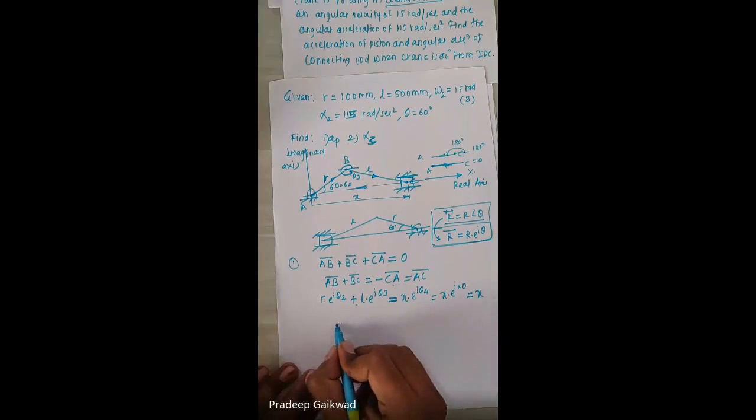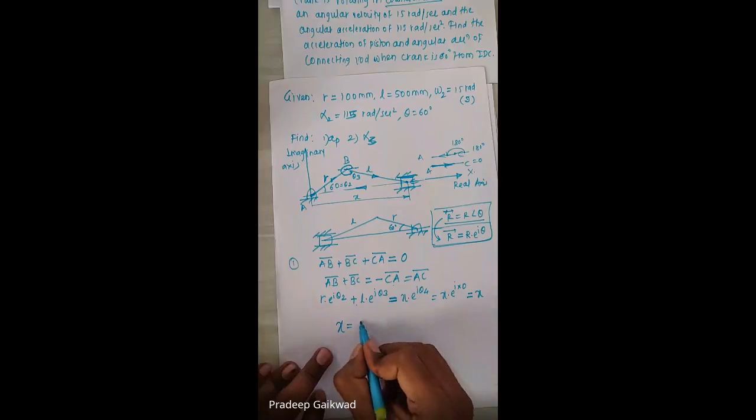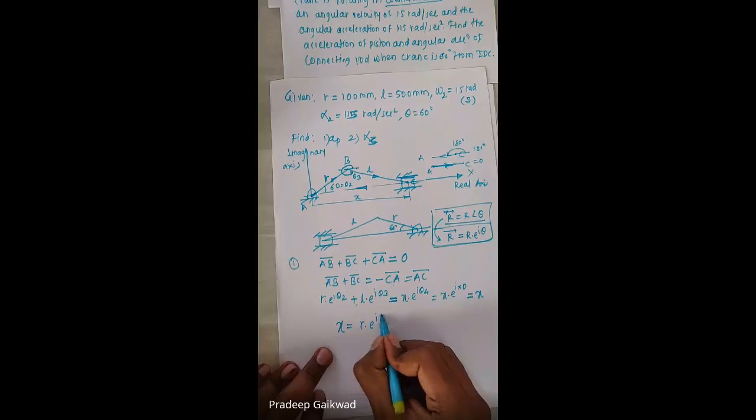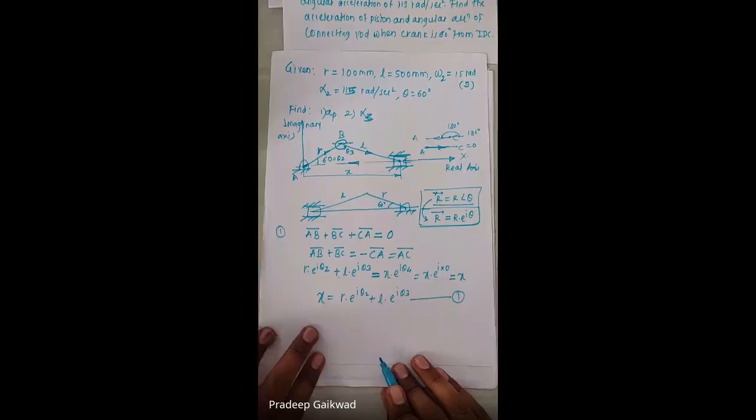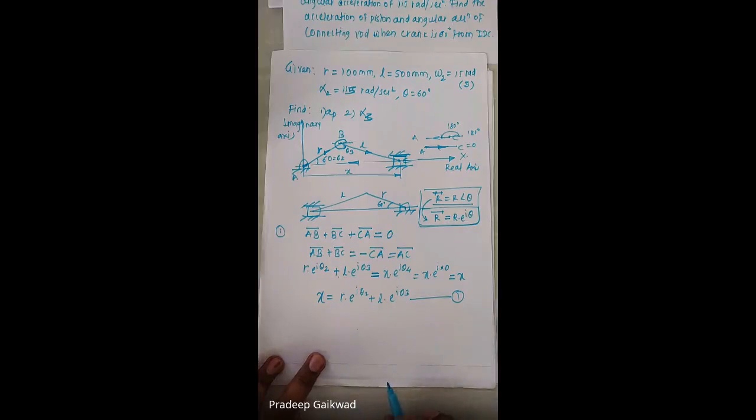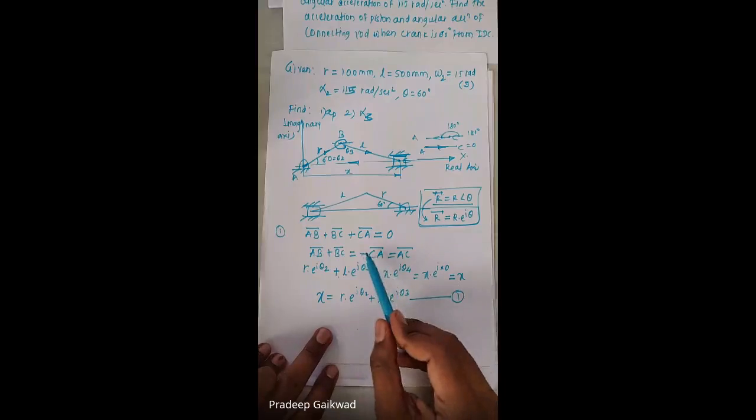So what is our equation now? x is equal to R into e raised to i theta 2 plus L into e raised to i theta 3. Equation number 1. Clear? How did I get this? It is very simple, sir. We just take the loop closure equation, write it in complex form, and get the simplified equation. So remember, this is the application of the loop closure equation.